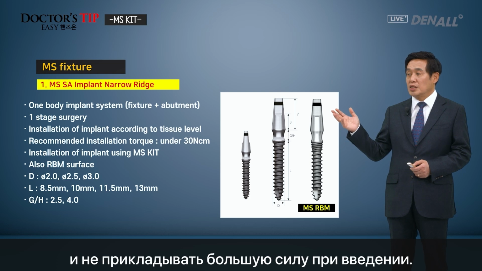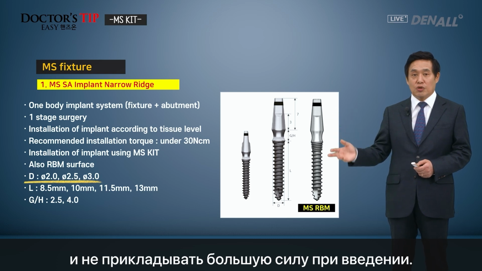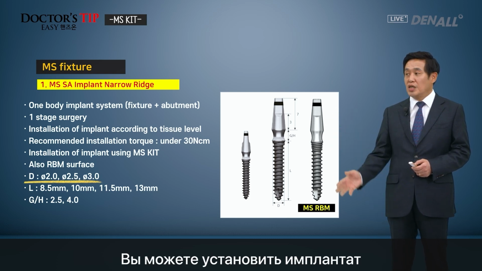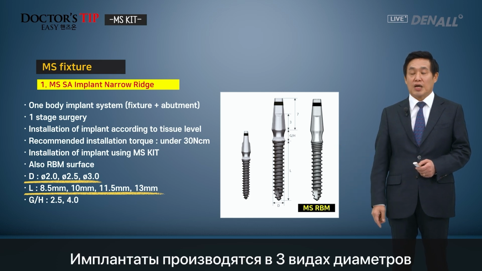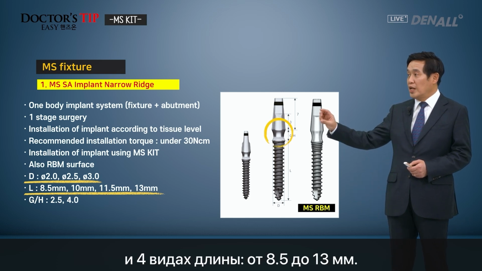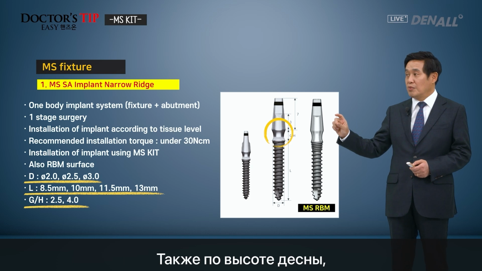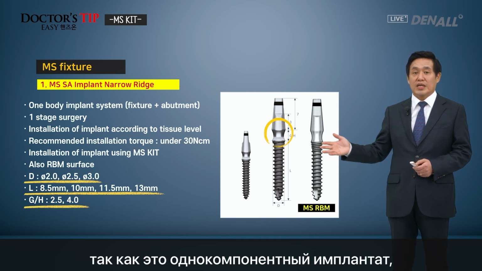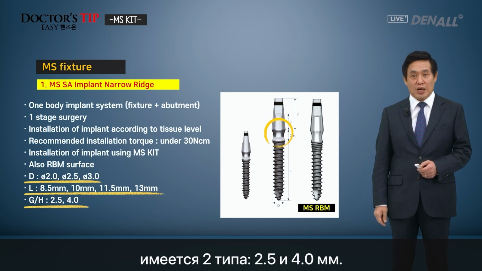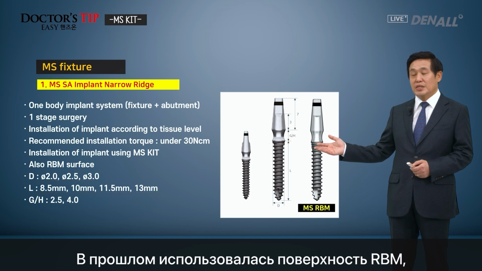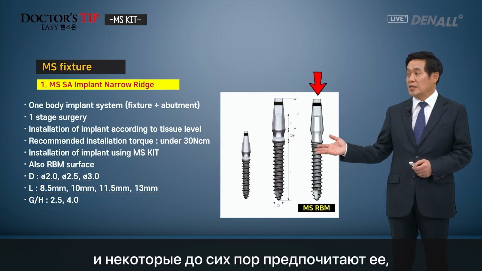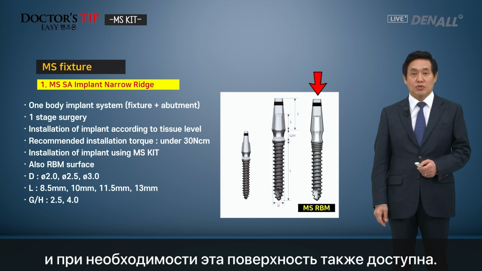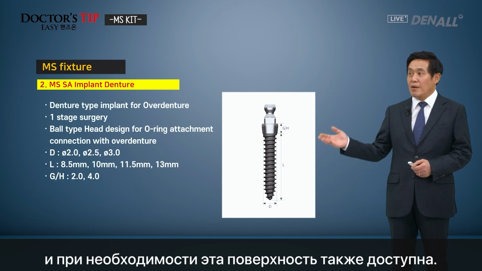And you can install the implant using the MS Kit, and it has 3 diameters, and length comes in 4 types, 8.5 to 13 millimeters. And here, gingival height, because it's one body, has 2 types, 2.5 and 4.0. And in the past, the MS RBM surface was used, and some still prefer it. And if it's needed, that surface is also available.